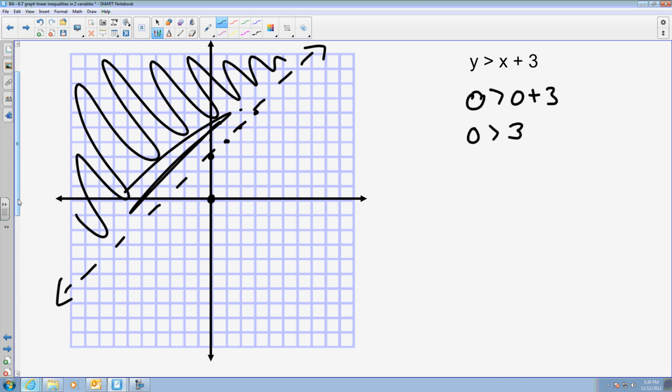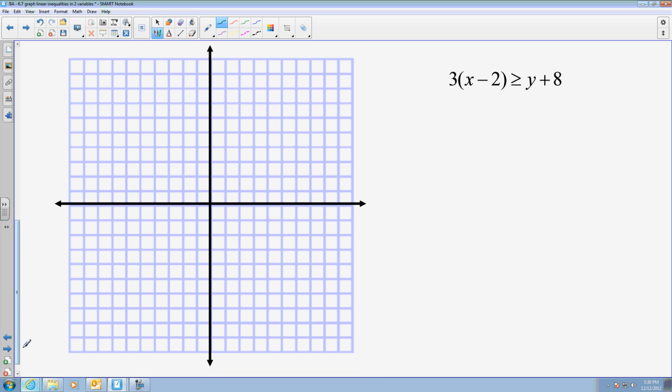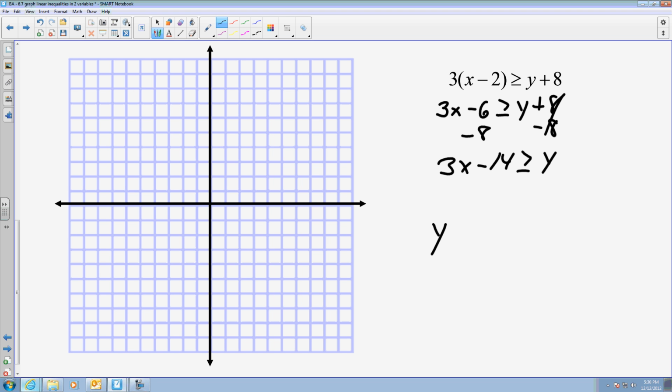And the last graph I have, first off, let's get y by itself. I'm going to distribute the 3, so I get 3x minus 6 is greater than or equal to y plus 8. I want to subtract 8 from both sides. That cancels it out. So I get 3x minus 14 is greater than y. I just want y on the left-hand side, and the alligator is pointing at the 3x minus 14, so I'm going to keep it like that.